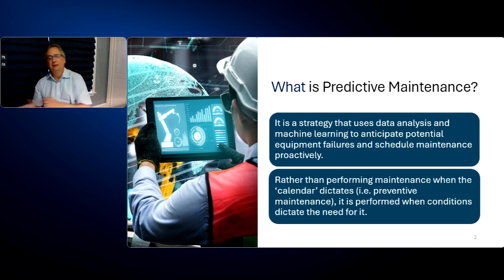A different approach would be what is called preventative maintenance, where we're doing maintenance tasks basically on a calendar. I always like to use automobiles as an example: you've got to change your oil every 3 months or 5,000 miles, whether or not it really needs it. That's what the OEM, the automobile manufacturer, recommends, and that's what we stick with. That would be calendar-based maintenance. With predictive maintenance, it's not being done when the calendar dictates; it's being performed when the conditions of the equipment dictate the need for it.